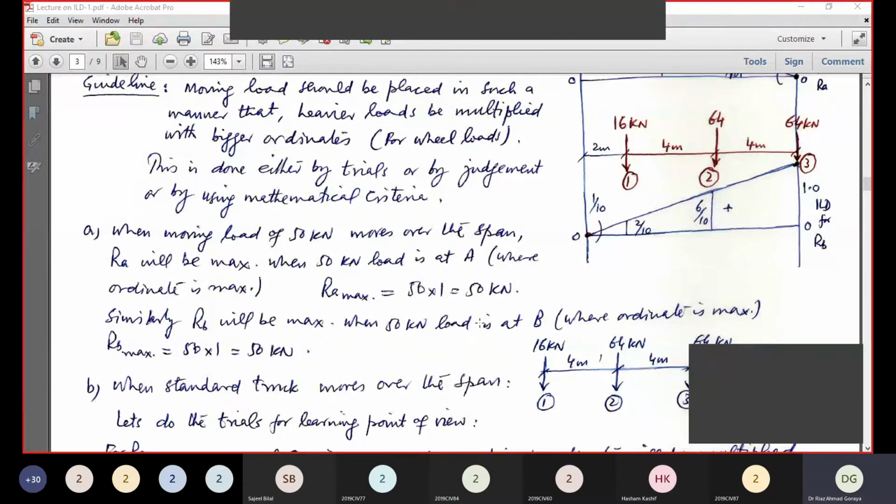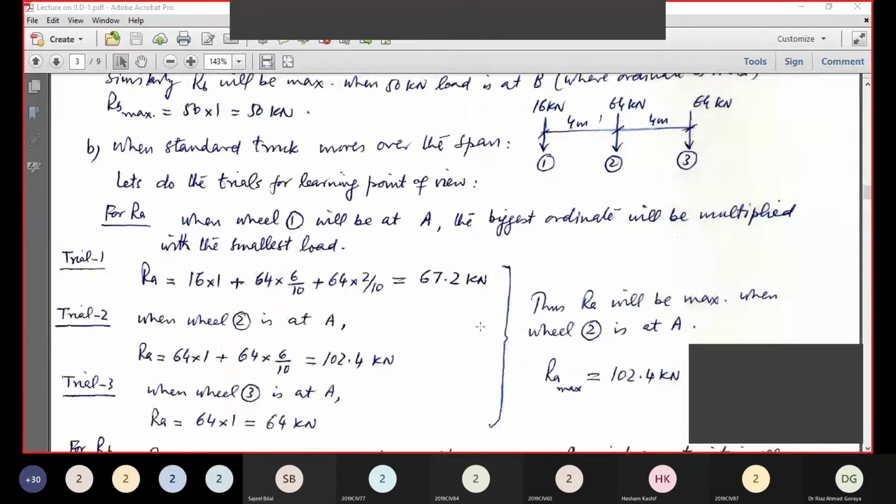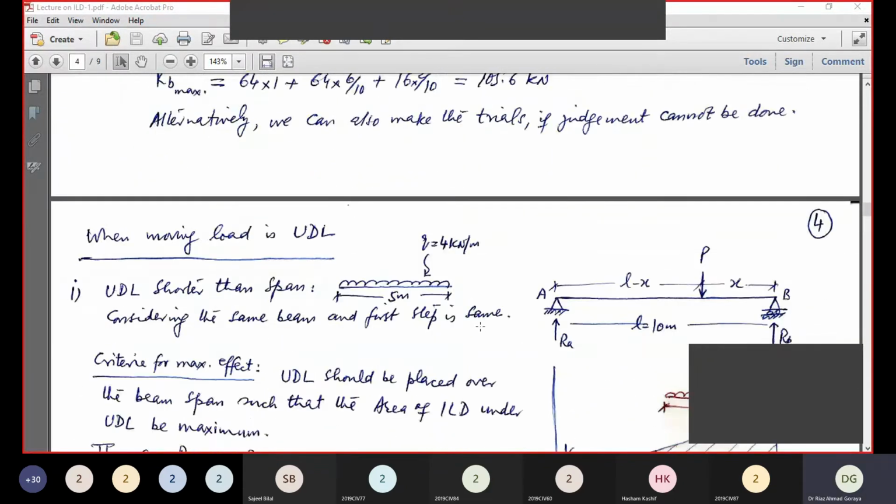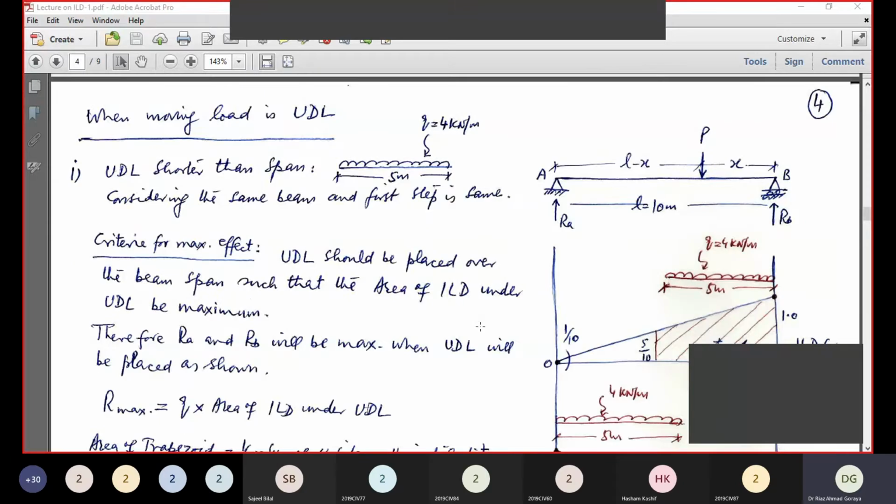चलें, शुक्र है जी। अब हम चलते हैं यूडीएल की तरफ कि जब यूडीएल का मामला हो, then how to compute, how to proceed for step 2. Step 1 will remain the same. When moving load is UDL, beam is same. UDL, first case is UDL shorter than the span. Let's say this UDL having a span of 5 meter with the intensity of 4 kilonewton per meter.